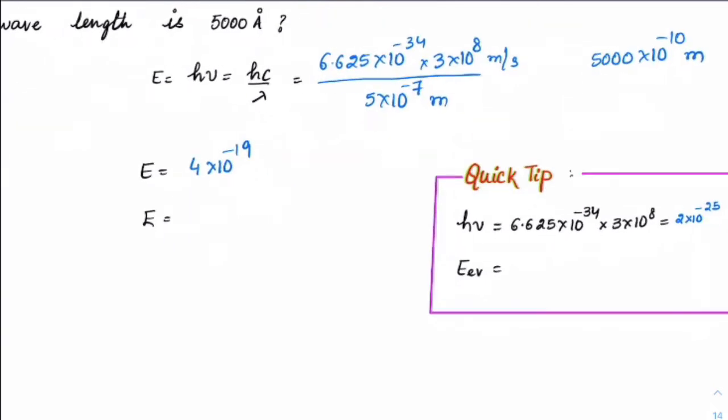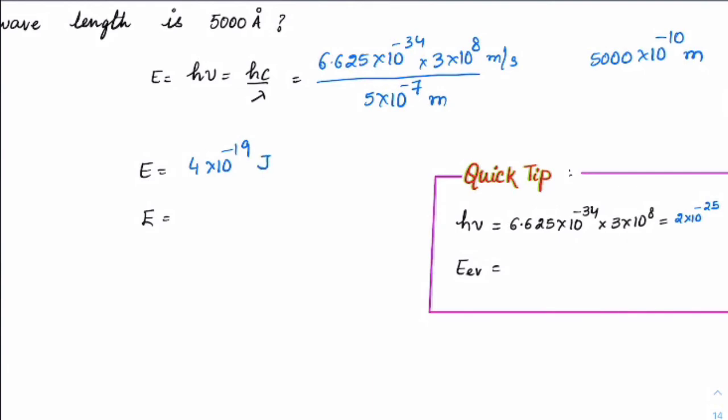Suppose the value I got is in joules, because I am writing everything in SI units. But we always want the answer in electron volts. You would be asked for energy in electron volts, right? So we can write this as 4 into 10 raised to power of minus 19 divided by 1.6 into 10 raised to power of minus 19. This will always convert joules into electron volts. That comes out to be 2.5 electron volts.